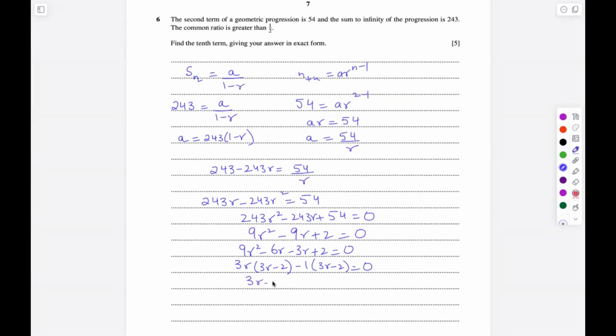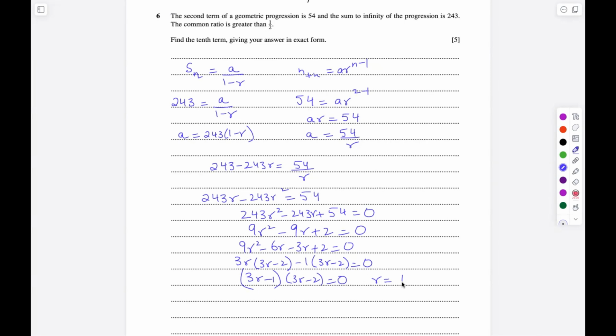So we'll get (3r minus 1)(3r minus 2) equals 0. So the two values of r are 1 upon 3 and 2 upon 3. As the value of r has to be greater than 1 upon 2, and 1 upon 3 is less than 1 upon 2, we'll ignore this value and the value 2 upon 3 will be taken.